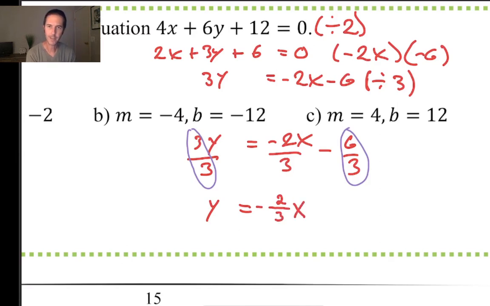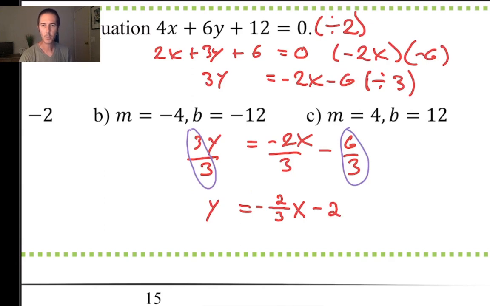You'll notice that I've written the x next to the fraction instead of in the numerator. That's allowed. That x is still considered to be x over 1, which would push the x back up into the numerator where it came from, so those are equivalent. And then minus 6 divided by 3 is 2.